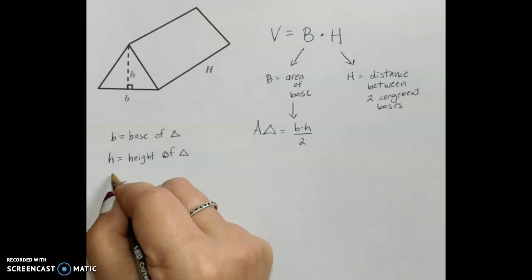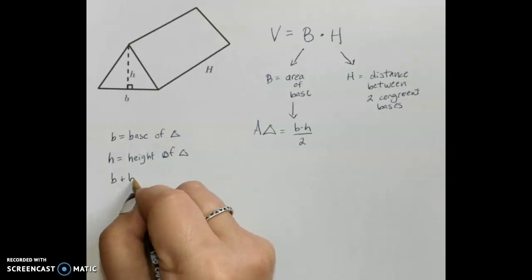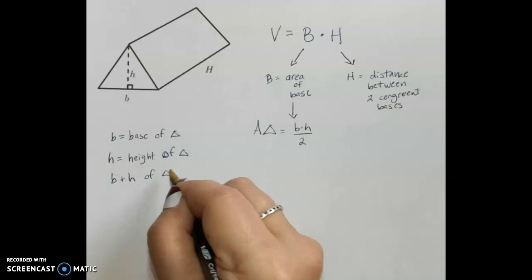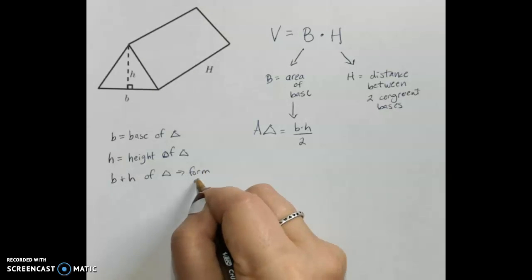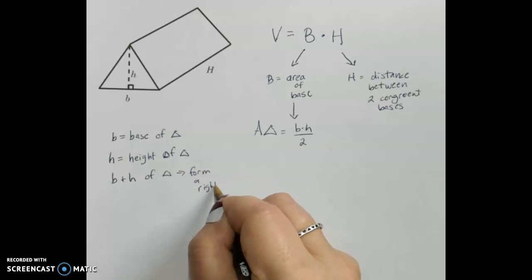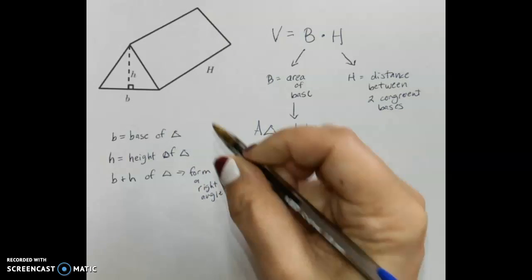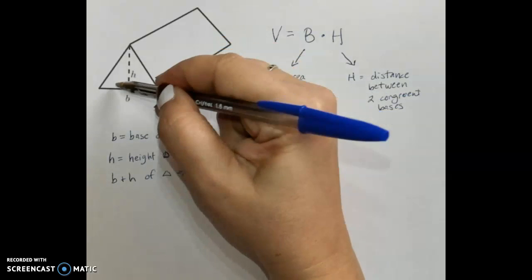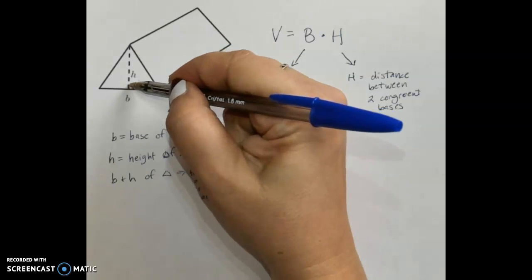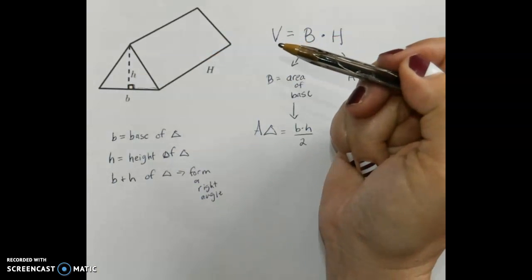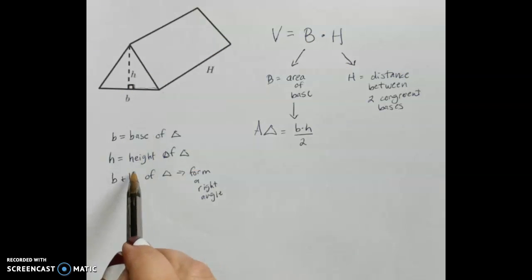Now, a good thing to know is that the base and the height of the triangle are always going to be the two that form a right angle. On our diagram here, the base is the bottom of our triangle and the height, and notice that those two always form a right angle. So that's how you make sure that you always get the correct dimensions.